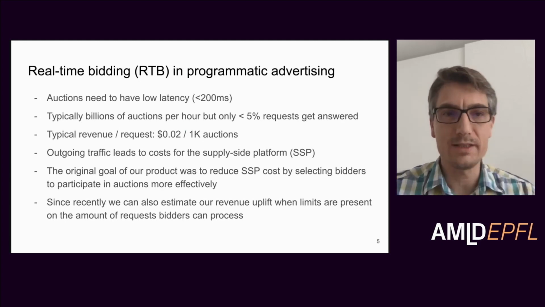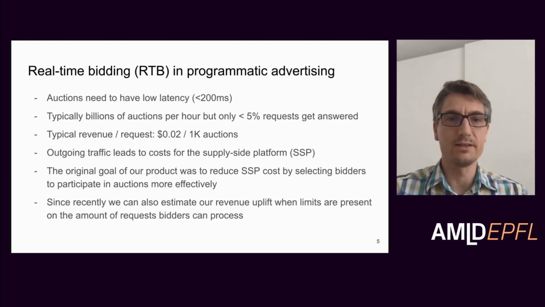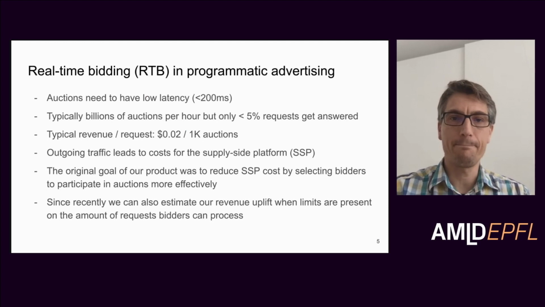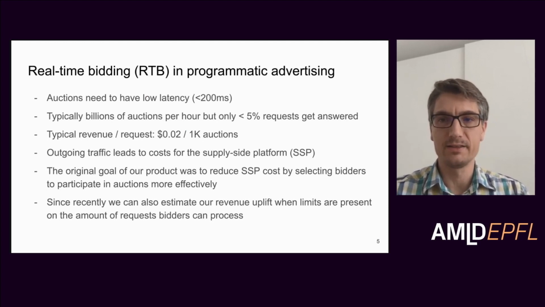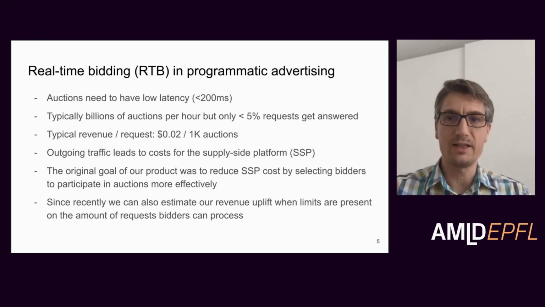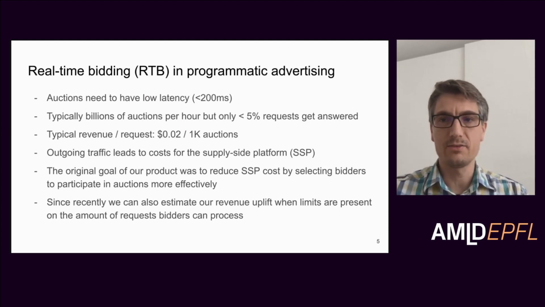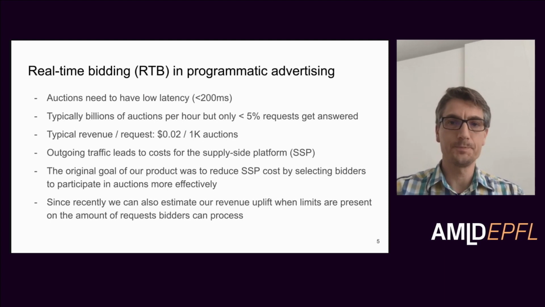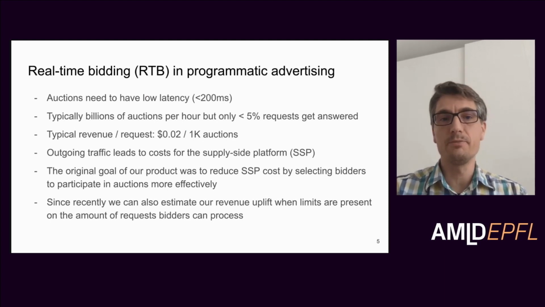Right, but first, what is real-time bidding? In programmatic advertising, first of all, auctions need to have a very low latency. If you think about it, you come to the page, the page gets loaded, and at that time the auction already needs to be running from end to end. Bids need to be collected, and things are running behind the scenes. So there's a very low latency requirement. Also, typically mid-sized supply-side platforms have billions of auctions per hour. And this is a very, very high number.